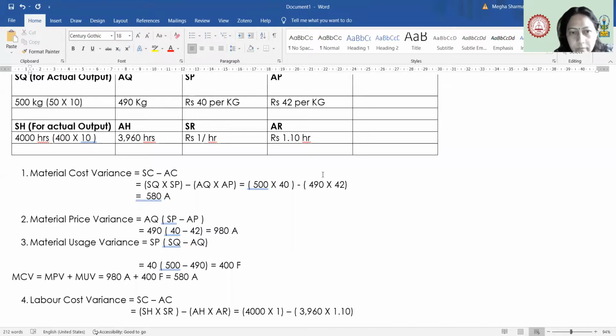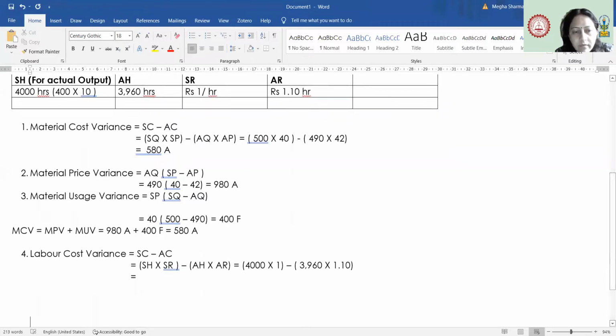Ma'am, 356 adverse. Okay. What about other students? Is everyone calculating? Yes, ma'am. 356 adverse. So I'm writing over here 356, that is adverse. It is negative, that's why we are using the term adverse. If it is positive, then we will use the term favorable. Okay, so labor cost variance we have identified.